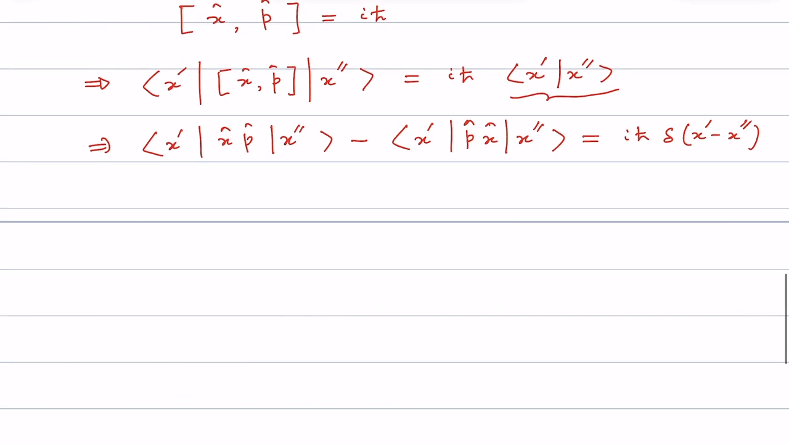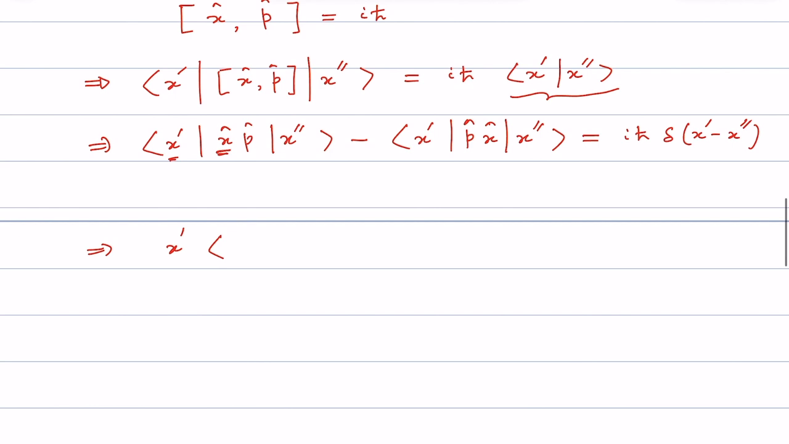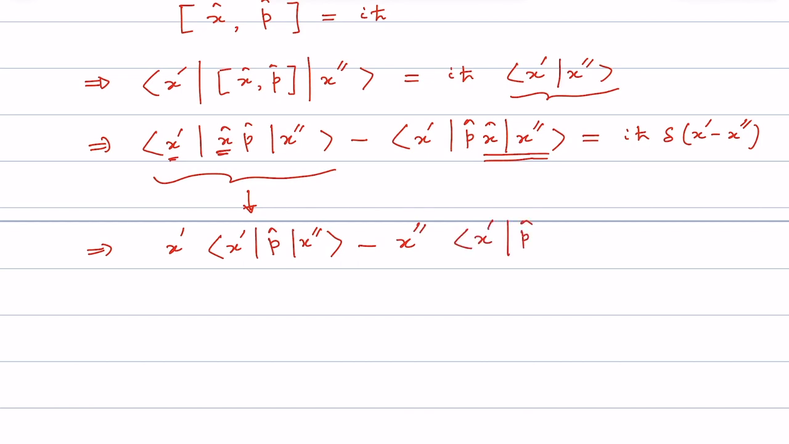Okay, now using the eigenvalue equation, if the position operator operates on the bra <x dash|, then I will get x dash, and I'll be left with x dash <x dash|p|x double dash>. This is what I get here. Minus. Similarly, from here, if the position operator operates on the ket |x double dash>, I will get x double dash, and I have here x double dash <x dash|p|x double dash>. And on the right hand side, I already have i h cross delta of x dash minus x double dash.